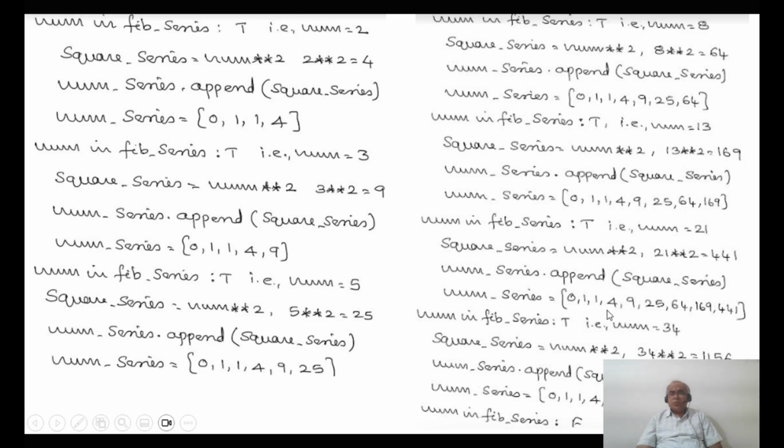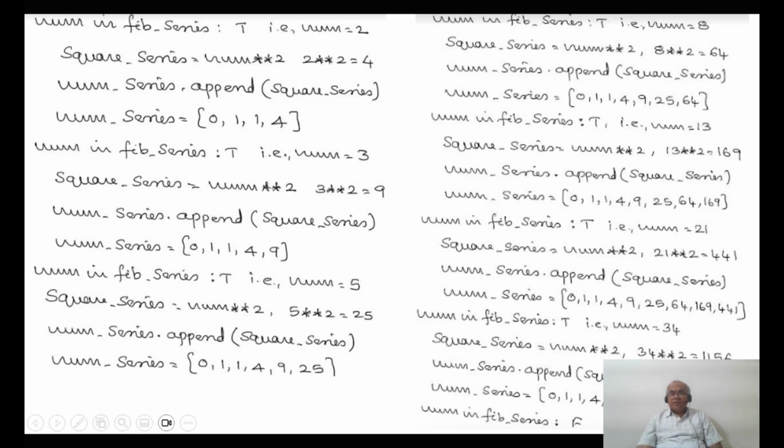So what is the num series? 0, 1, 1, 4, 9, 25, 64, 169, 441. Then again, is num in fib series? Yes. Condition is true. Num is equal to 34. So the square of that number is 1156. And append that to the num series. The num series will be 0, 1, 1, 4, 9, 25, 64, 169, and then you are going to have 441, 1156. So that is the number.